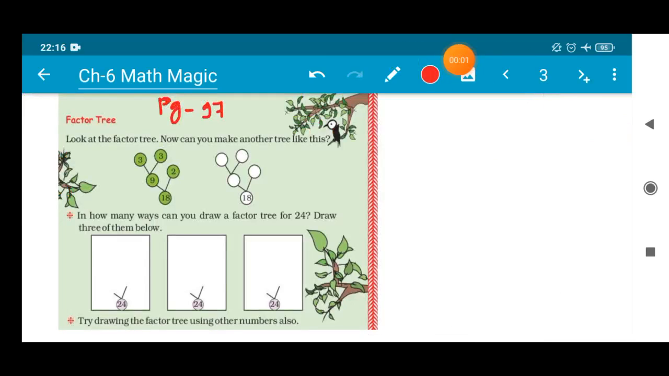The next question you are going to find on page number 97, that is in the next page. The topic is factor tree. Very interesting, very nice topic. Look at the factor tree. This is a tree, branches of a factor. That's why the name is factor tree. Now, can you make another tree like this? Can you make another tree of 18? Yes, we can. Why not?